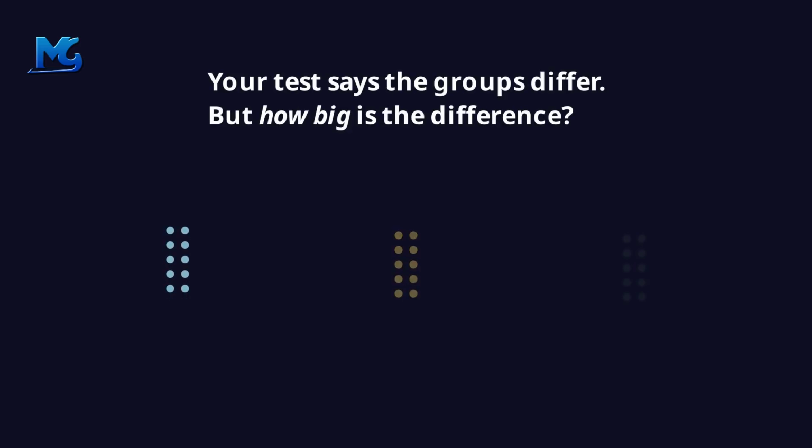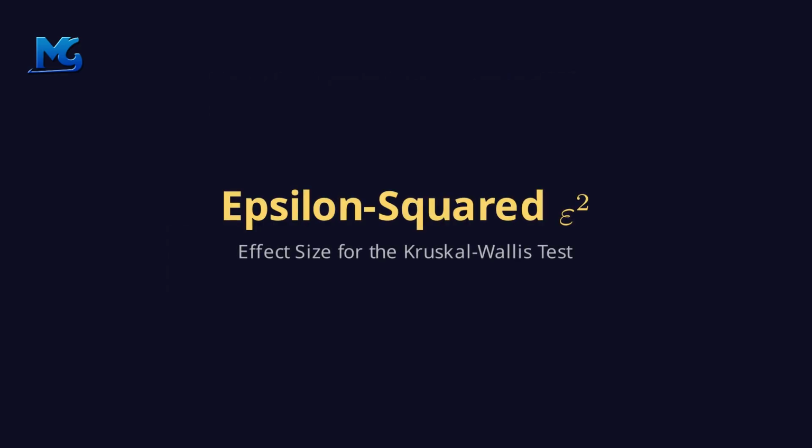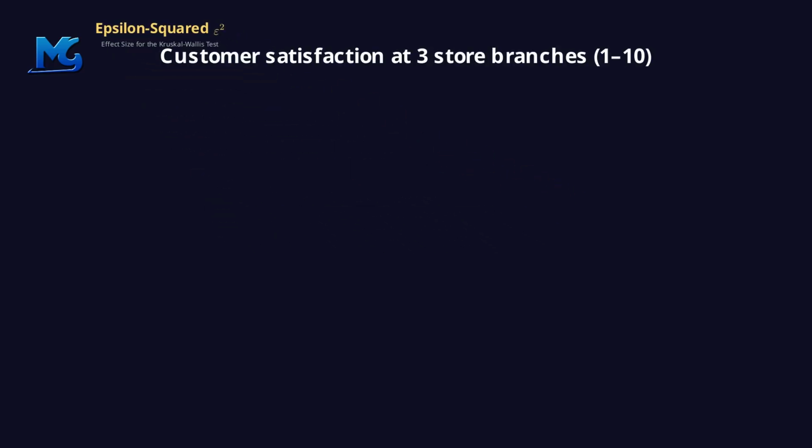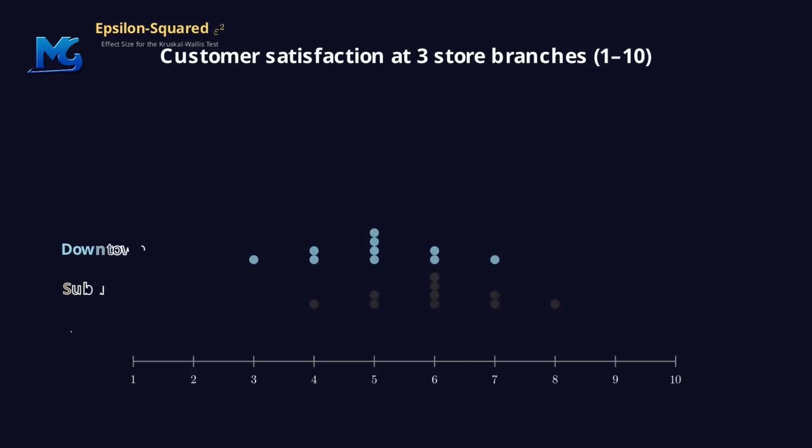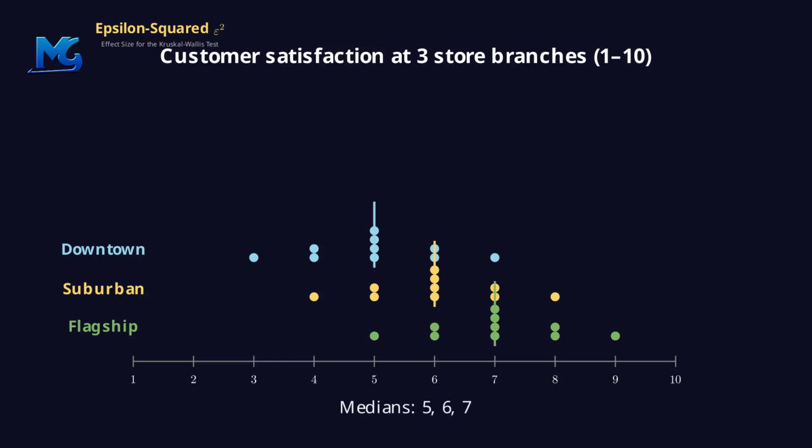Your test says the groups differ, but how big is that difference? Epsilon-Squared, the effect size for the Kruskal-Wallis test. Imagine customer satisfaction ratings at 3 store branches on a 1 to 10 scale. Downtown tends to score lower, the flagship scores higher, but the groups clearly overlap in the middle. The medians climb from 5 to 6 to 7.